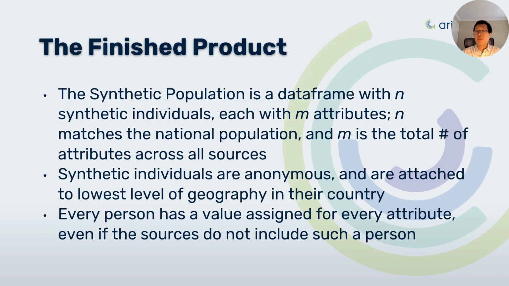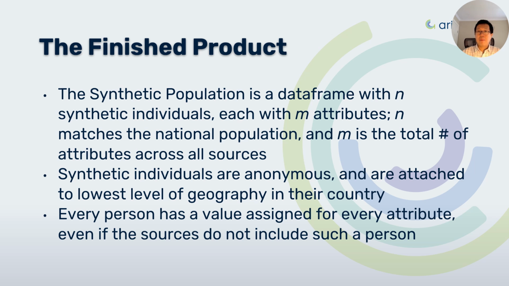As the finished product, the synthetic population is a data frame with n synthetic individuals, each with m attributes. So n is the national population, meaning that if we're generating a synthetic population for Canada, n needs to be 40 million because we have 40 million people in Canada. If we're generating a synthetic population dataset for the US, we need 325 million because that's how many people are in the US. m is the total number of attributes across all sources. So for example, source 1 has 10 variables, source 2 has 50, source 3 has 100. Then in our finished product, we need to have all of these variables.